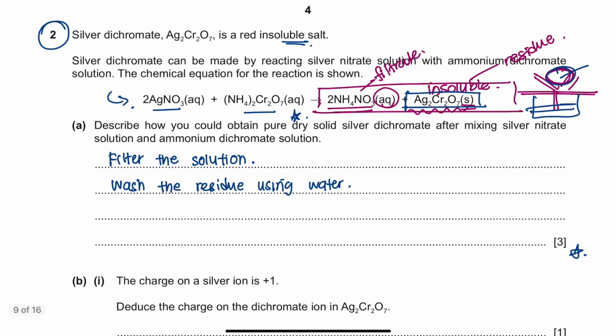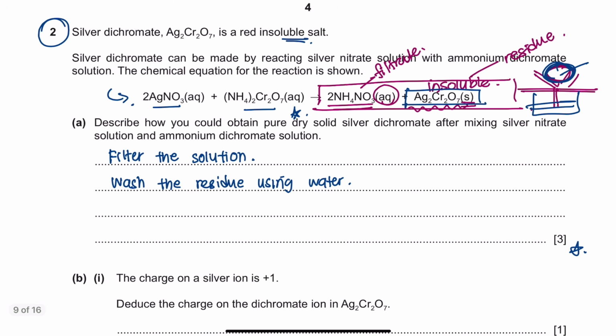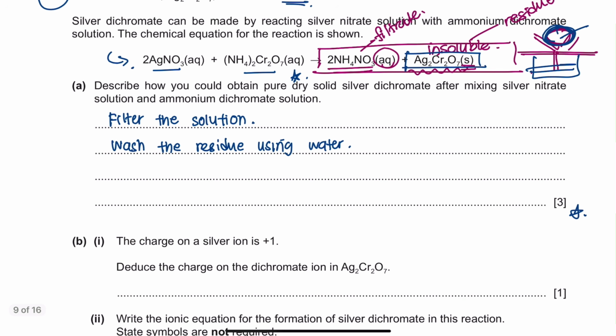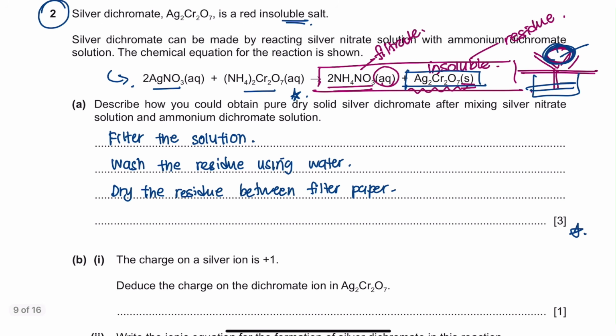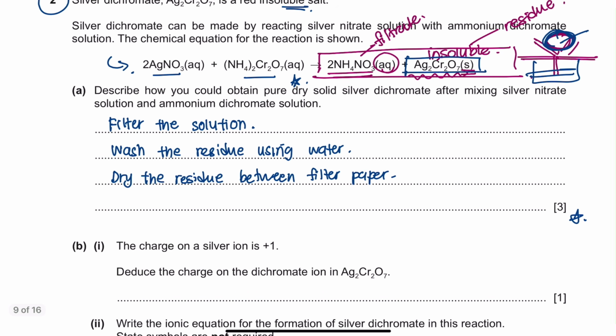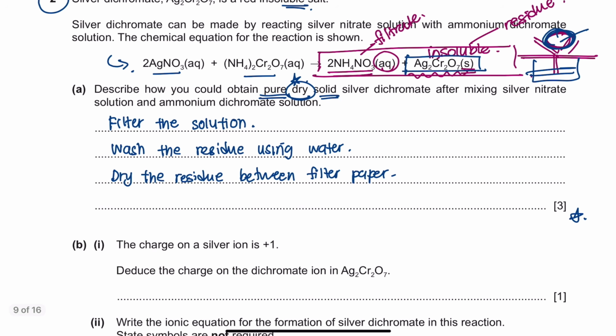After you have washed or rinsed the residue, now your residue is clean and does not have any contamination. Once you have obtained a clean residue, the next thing that you need to do is dry the residue between filter paper. Once you have dried the residue between filter paper, you will be able to remove all the water components in your residue. This way you can get a pure, dry, solid silver dichromate. Pure because you have filtered it out, and dry because you have evaporated all the water.